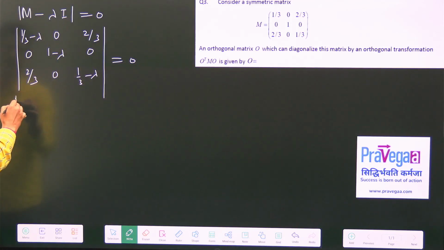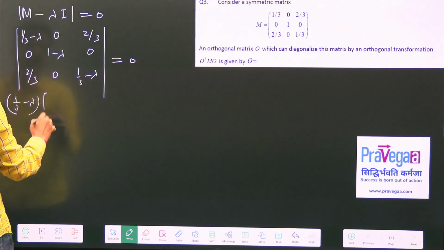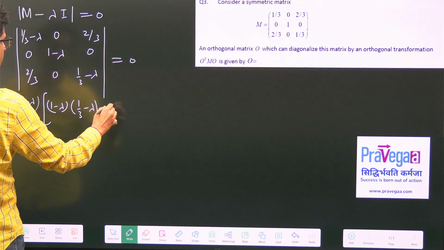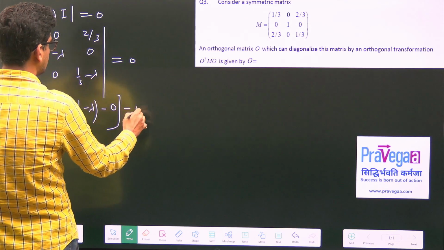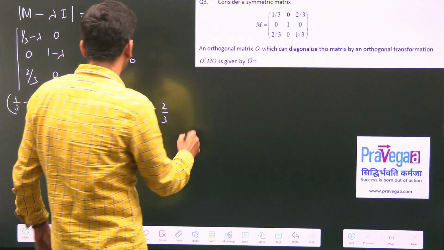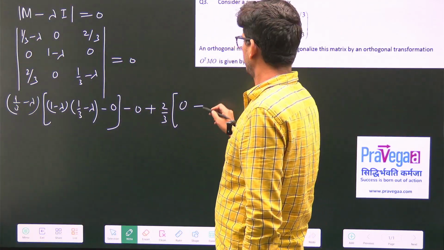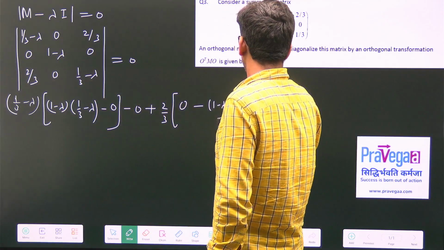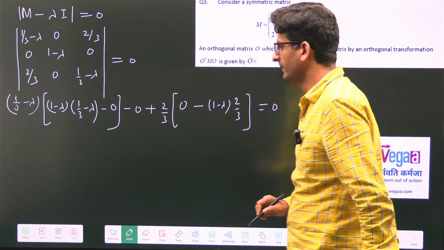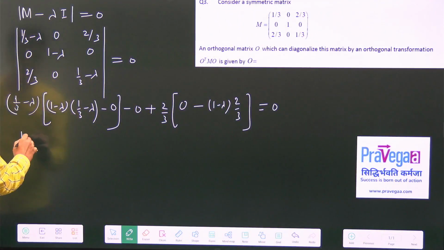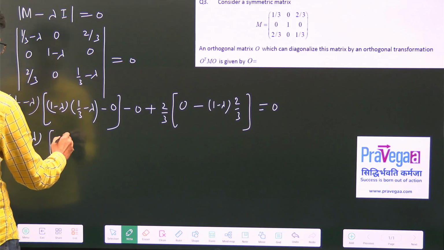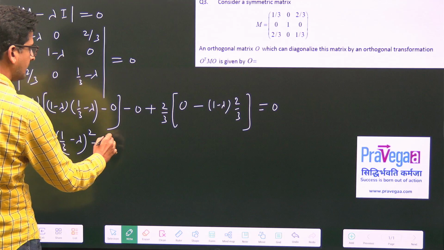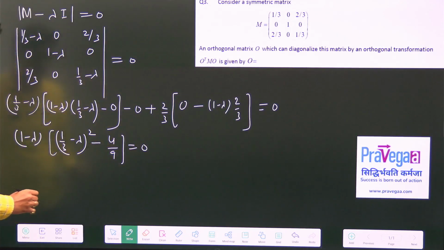So calculate this: (1/3 minus lambda) times (1 minus lambda)(1/3 minus lambda), minus 0. Then the second one is obviously 0, and plus 2/3 times (0 minus (1 minus lambda) times 2/3). This is equal to 0, okay? So you can take 1 minus lambda common, and you will get here (1/3 minus lambda) whole square, and here minus 4/9, and this is equal to 0, okay?